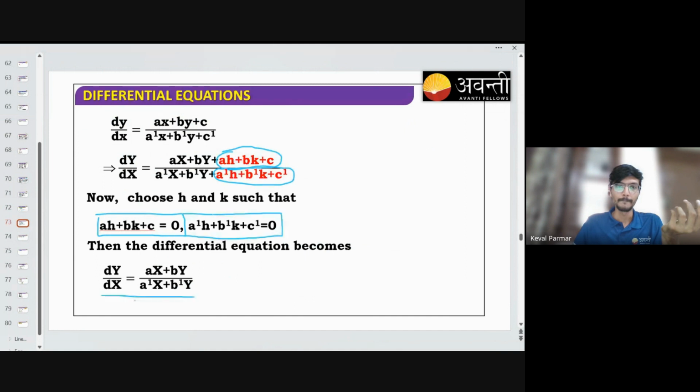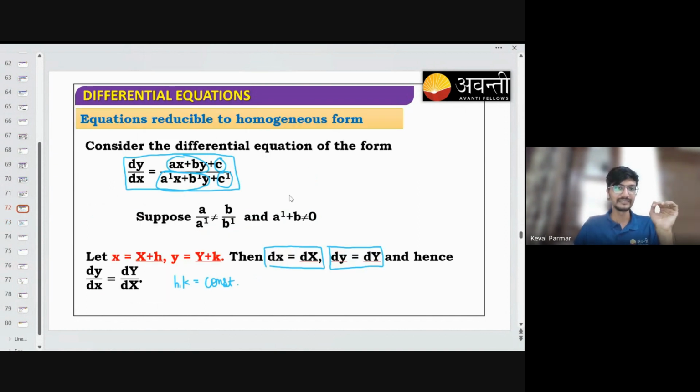Then my equation will be reduced to this. Now you can see numerator is degree 1, denominator also is degree 1. That means it is a homogeneous differential equation. Now, how do we make these terms 0? We need to have some value for h and k. See, the equation was given like this, so we know the value of a, b, c and a1, b1, c1. We don't know the value of h and k because we substituted them.